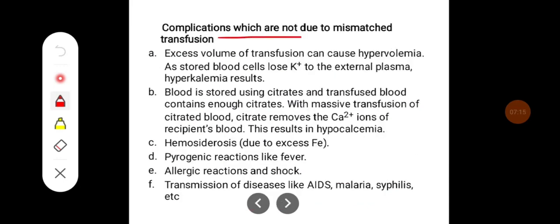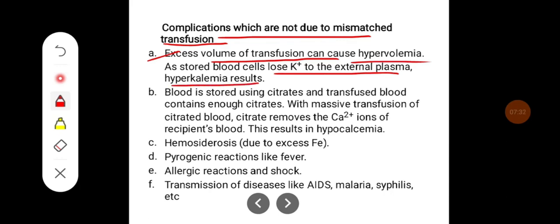Some of the complications which are not due to mismatched blood transfusion. There can be excess volume transfusion, which can lead to hypervolemia, and as stored blood cells lose potassium to the external plasma, hyperkalemia results. Or blood is stored using citrate and transfused blood contains enough citrate. With a massive transfusion of citrated blood, citrate removes calcium ions of recipient blood. This results in hypocalcemia.